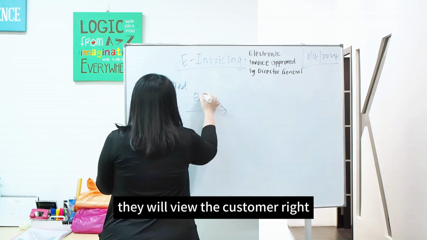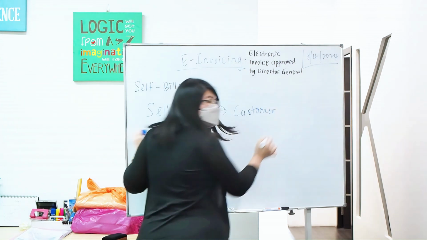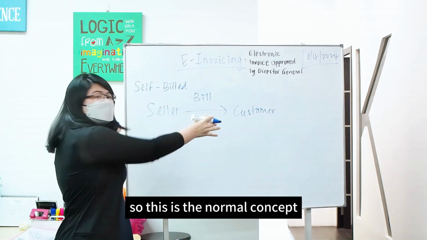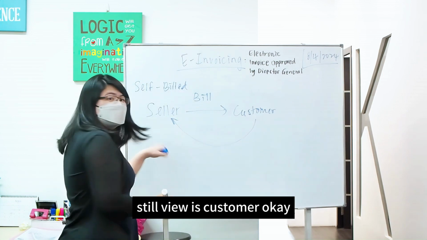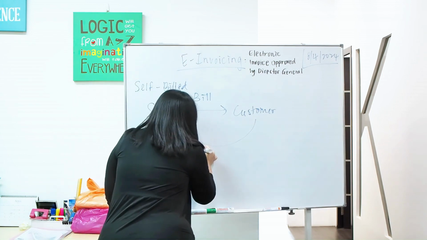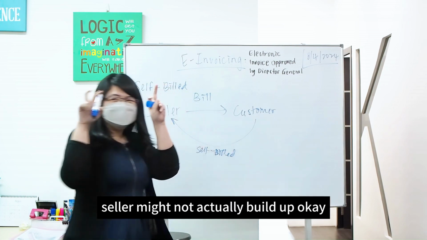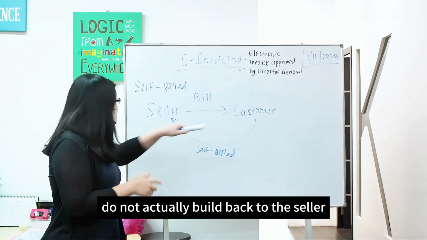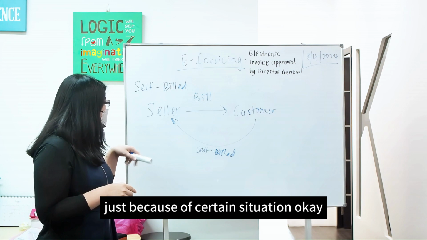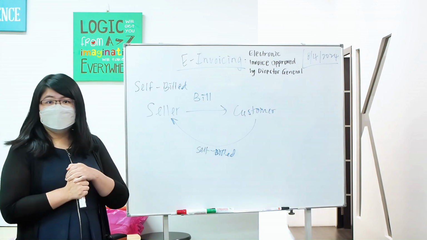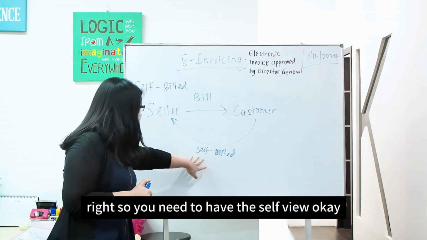They will bill the customer, right? Okay, so this is the normal concept. But what is self-bill? Self-bill is where the customer bills the seller, but not an actual bill, okay, not actually billed back to the seller. Just because of certain situations, the seller doesn't have an e-invoice, but you still need to prove the validity of the transactions, right? So you need to have the self-bill.